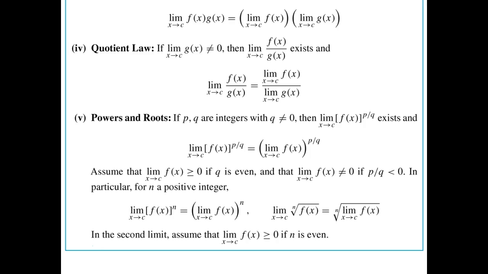Okay, for the second part here, we're going to assume that alpha of x is greater than or equal to 0. The limit as x approaches c of alpha of x is going to be positive, and q is even. So this is making sense so far. And that the limit as x approaches c of alpha of x is not 0 if p over q is negative. Okay. So those all fit.